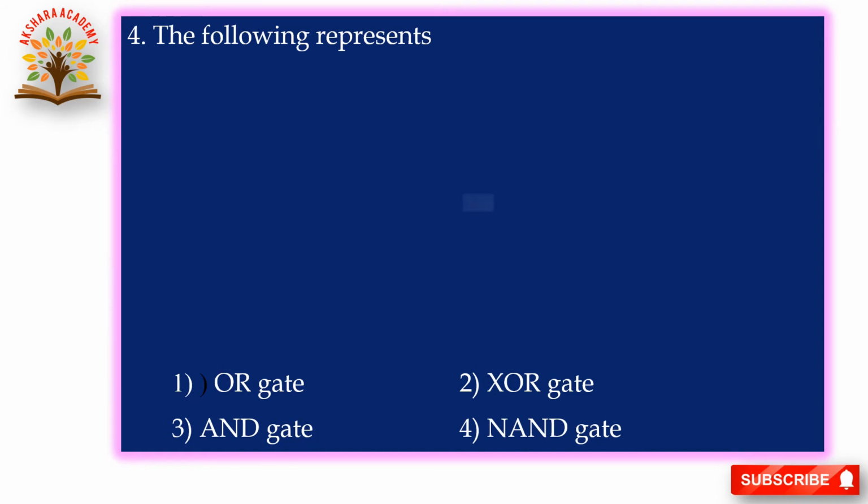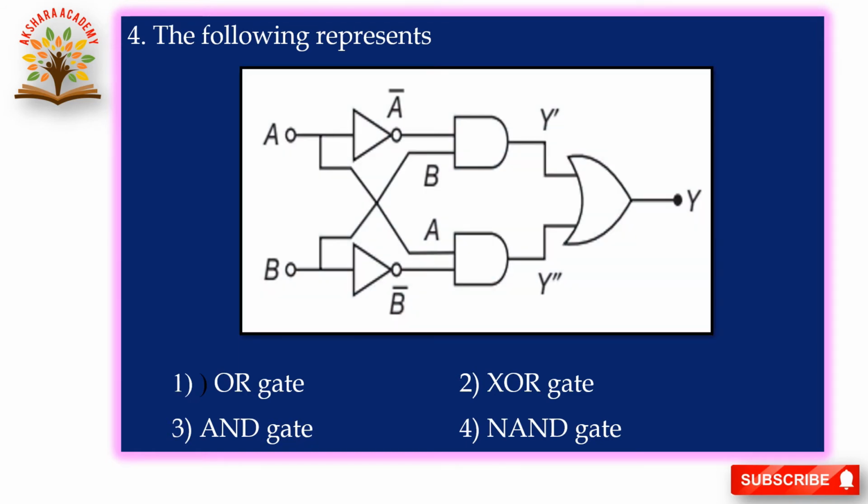The following represents, see this, this is the logic circuit, and this logic circuit represents either an OR gate, XOR gate, AND gate or NAND gate. We will discuss now. Let us go to the solution.